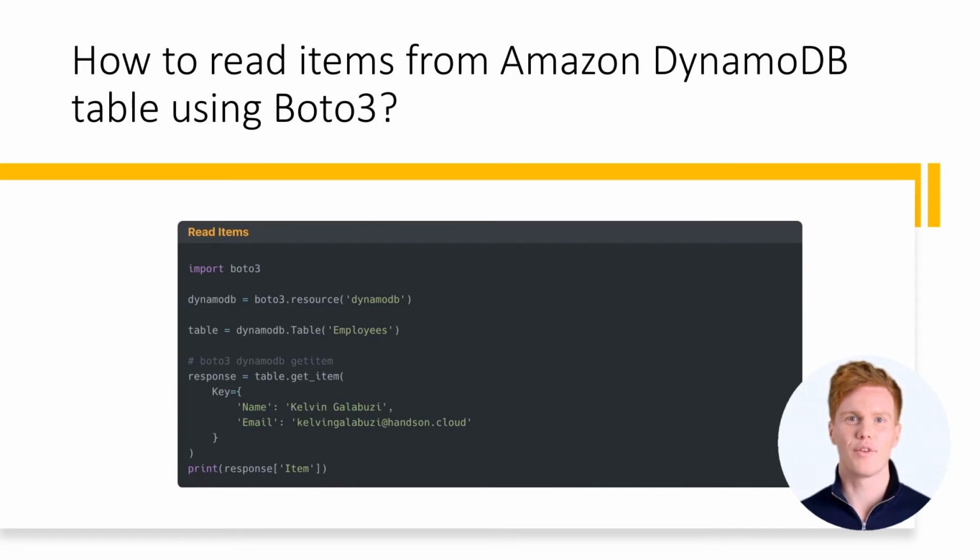To read items from the Amazon DynamoDB table using Boto3, you can use the get_item method of the table class of the DynamoDB resource. In our current example, we're getting an item stored in the table which has a specific partition key, name, and sort key, email.